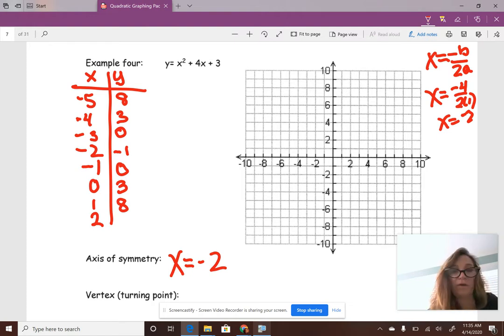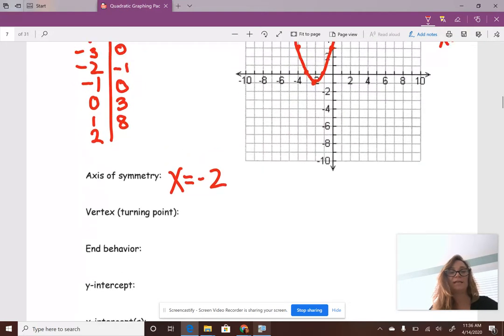Okay, so here we go, graphing. 8, -4, 3, -3, 0, -2, 1. Okay, there we go. So now here's some sample questions that you would have to answer.